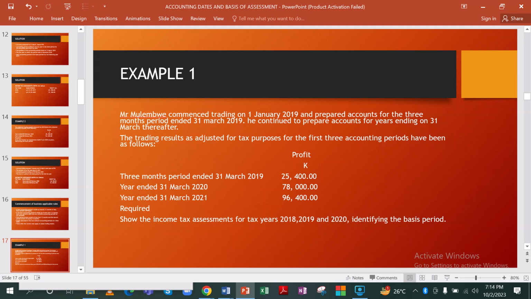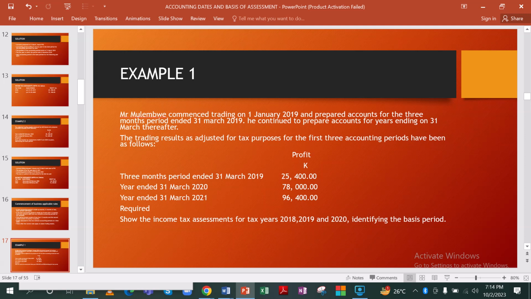So the trading results as adjusted for tax purposes for the first 3 accounting periods have been as follows. We have the 3 months period ended 31st March 2019, then the year ended 31st March 2020, and the year ended 31st March 2021. So show the income tax assessment for the years 2018, 2019, 2020, identifying the basis period.